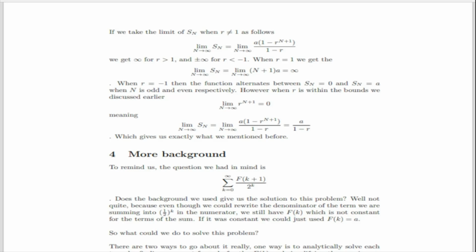However, when r is within the bounds we discussed earlier, the limit of r to the n plus 1 equals 0, because as n goes to infinity, something between negative 1 and 1 gets smaller and smaller every time you multiply it by itself, right? Or, well, the absolute value gets smaller and smaller, which means it goes to 0. Meaning the limit really just goes to a over 1 minus r, which gives us exactly what we mentioned before. I hope that is a good background.